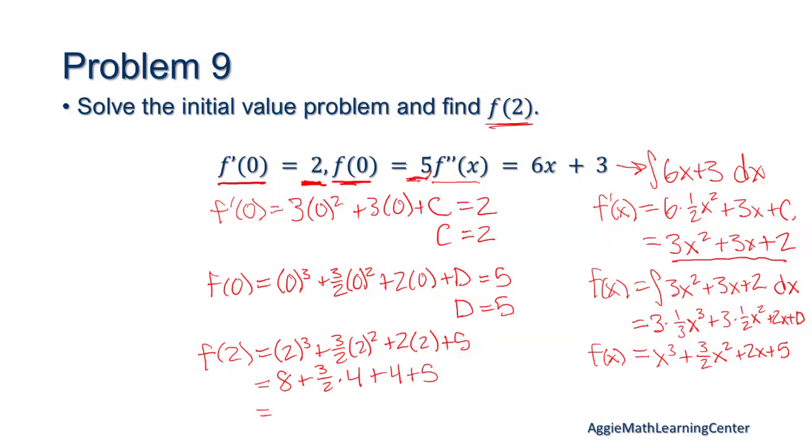which is equal to, I know that this guy is going to simplify down to 6, okay? So I have 8 plus 6 plus 4 plus 5, and that will be equal to 8 plus 6 is 14, plus 4 is 18, plus 5 is 23.